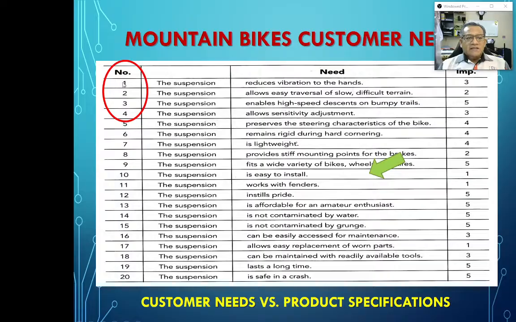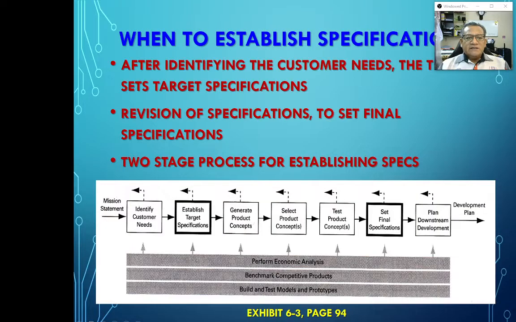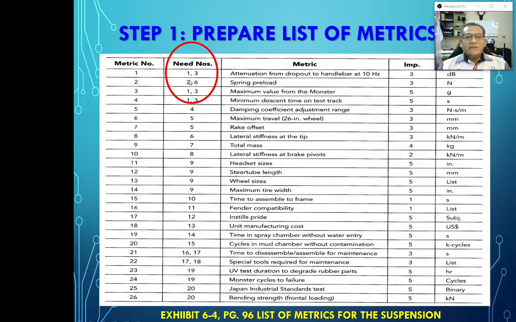Customer need number 1, reduce vibration to hand. Customer need number 3, enable high-speed descent on the bumpy trail, right? These are very specific customer needs from your interview. Now, you have to transfer these customer needs into a matrix, an evaluation of metrics.